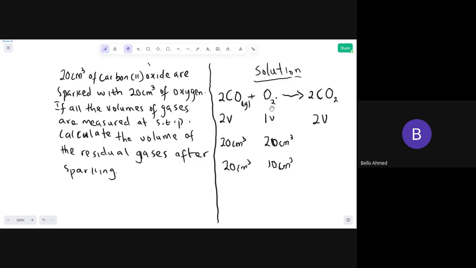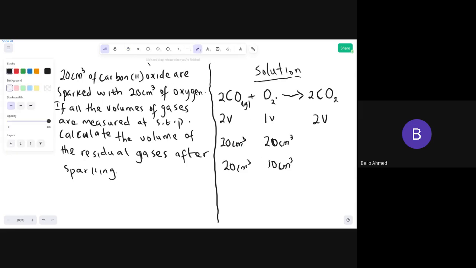For every 1 of oxygen, we must have 2 of carbon(II) oxide. So if the 20 is reacting, that means we must have 40 for carbon(II) oxide. But the carbon(II) oxide in the container is not up to 40, so we cannot use that. And that's why we are using the fact that all the 20 cm³ of carbon(II) oxide is equivalent to these 2, and since for every 2 of carbon(II) oxide it is only 1 of oxygen, if all these 20 of carbon(II) oxide is reacting, then only 10 of oxygen is going to react. So that is just the point to understand.